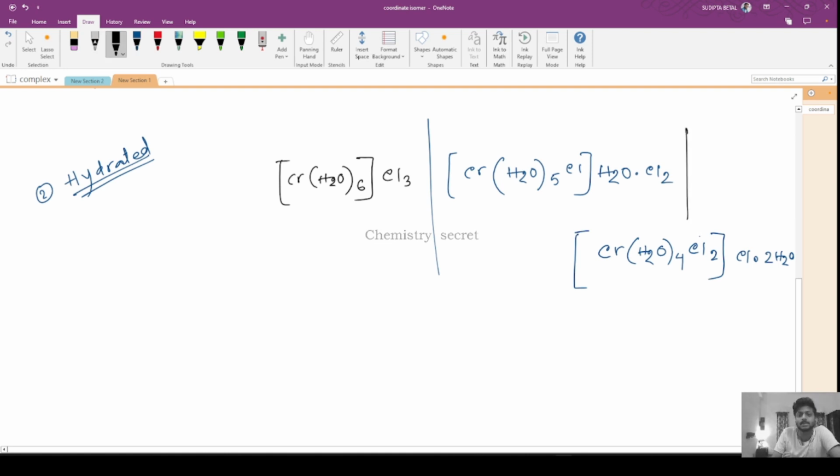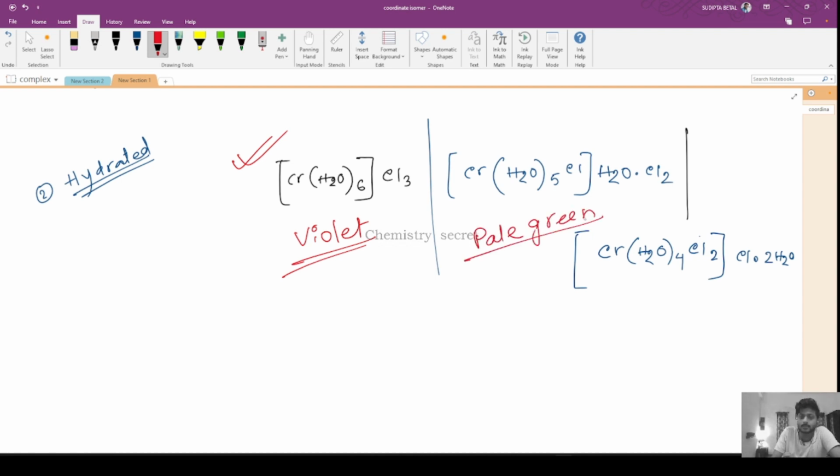So what are the differences? They are differentiated via some physical properties and also chemical properties. If we talk about the physical properties, we can easily see the change of color. In the first example, this complex shows violet color, this complex shows pale green color, and this complex shows dark green color. So we can easily see with our naked eyes the change of color of the three isomers of the complex.